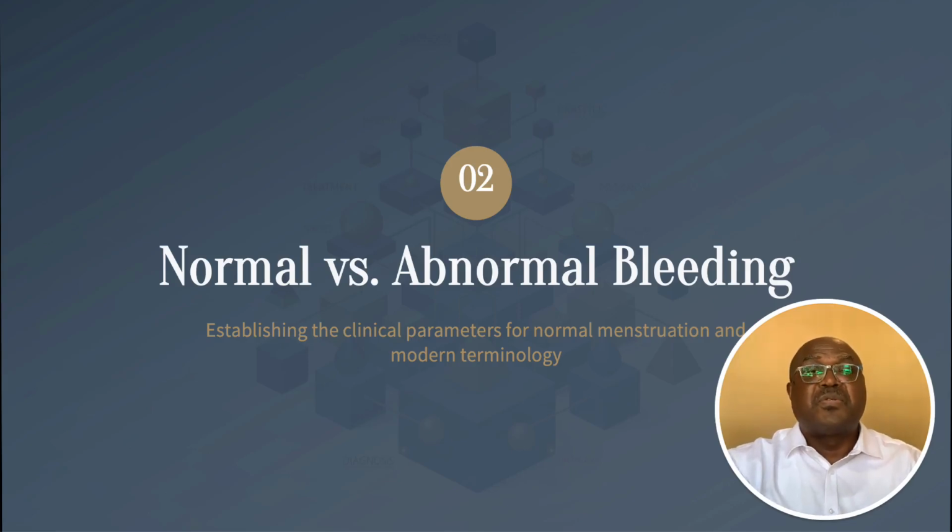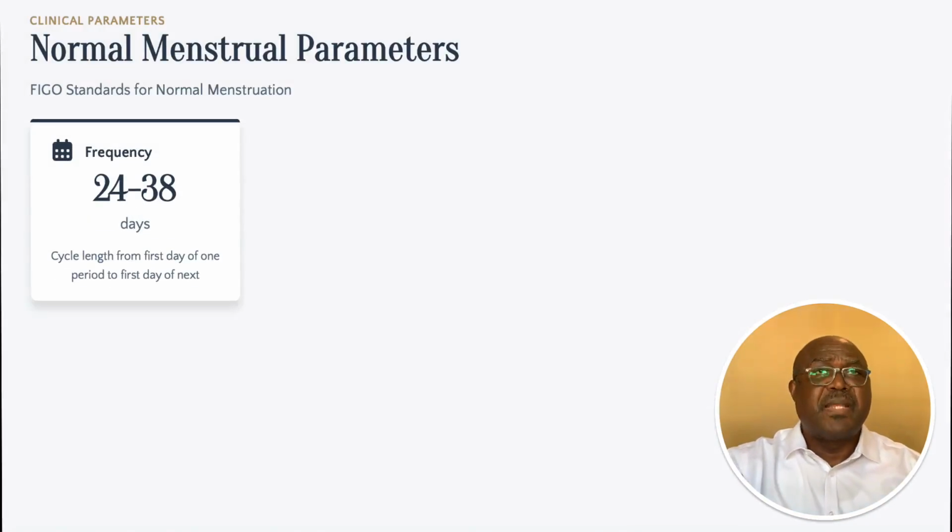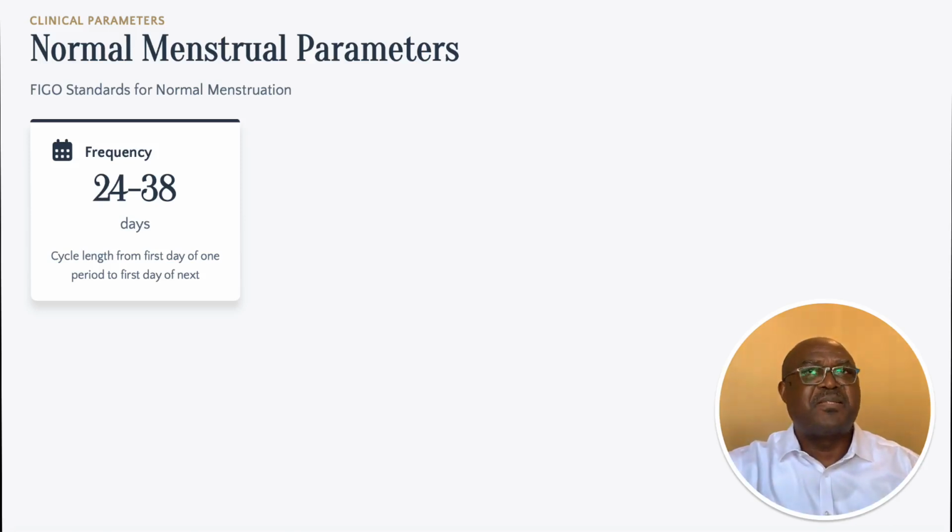Now let's talk about normal versus abnormal bleeding. To recognize abnormal bleeding, we must first establish what is normal, isn't it? FIGO has standardized these parameters and they are essential to memorize. Normal cycle frequency ranges from 24 to 38 days, measured from the first day of one period to the first day of the next period.